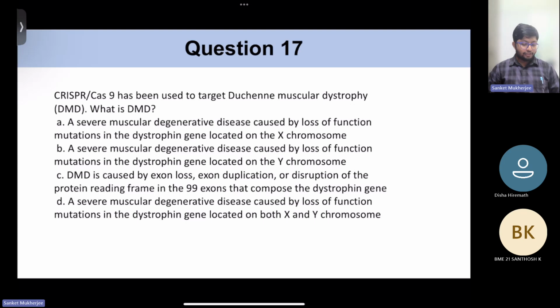CRISPR-Cas9 has been used to target Duchenne muscular dystrophy, one of the diseases. What is this disease? A severe muscular degenerative disease caused by loss of function mutation in the dystrophin gene located in the X chromosome. A severe muscular degenerative disease caused by the loss of function mutation in the dystrophin gene located on the Y chromosome. DMD is caused by exon loss, exon duplication, or disruption of protein reading frame in the 79 exons that compose the dystrophin gene. A severe muscular degenerative disease caused by loss of function mutation in the dystrophin gene located both on X and Y chromosomes. What would be the answer? Yes, sir. You are right.